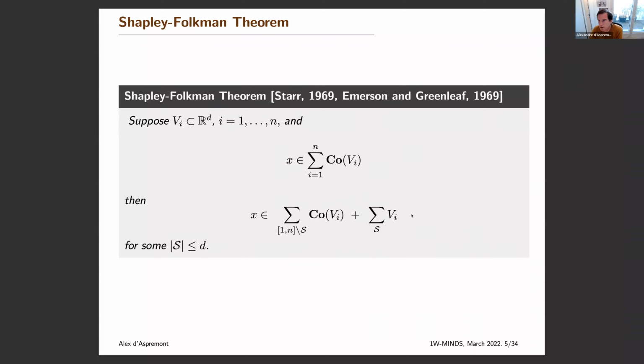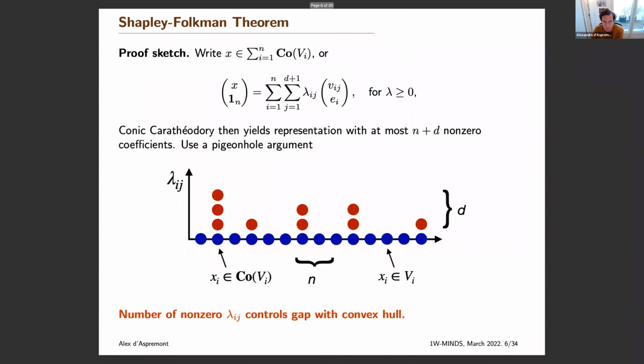For this to work, you need the Vi's to be roughly of the same scale, because if one of them dominates, of course, this is completely wasted. But otherwise, if they're roughly on the same scale, you get this negligible part controlled by the dimension. And so again, in an asymptotic regime where d is fixed and n goes to infinity, the Minkowski sum gets closer and closer to its convex hull.